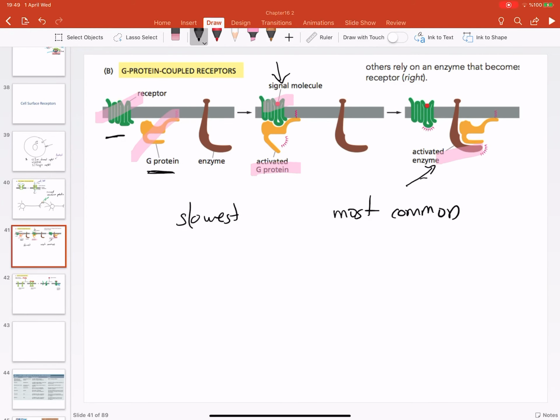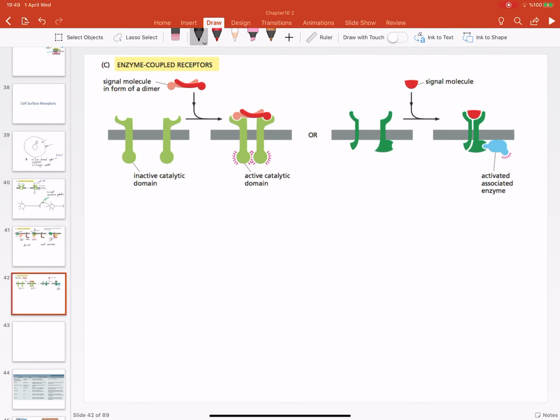Here, when we are talking about G protein coupled receptors, neither the receptor nor the G protein are enzymes. There are no enzymes here. This is an enzyme. An enzyme only joins in the third step, or maybe even more. But in this case, either the receptor itself is an enzyme like this, or it directly interacts with an enzyme like this. So the enzyme coupled receptors are faster than the GPCRs, but they are slower than the ligand gated ion channels.